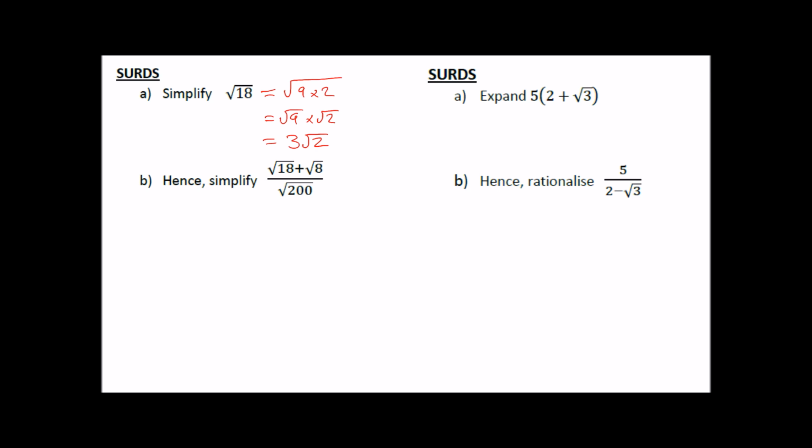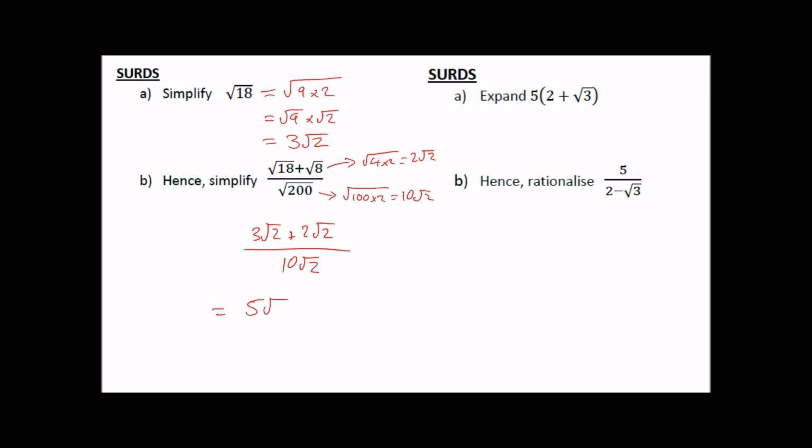Hence means using what you've just worked out. So hence, simplify this. So the bit that I can use there is that root 18 is 3 root 2. I can simplify root 8 because that is 4 times 2 and that would give me 2 root 2. So I can simplify that. And root 200 is 100 times 2 and the square root of 100 is 10, so that would be 10 root 2. So using what I've done in part A and simplifying root 8 and root 200, I can get that.